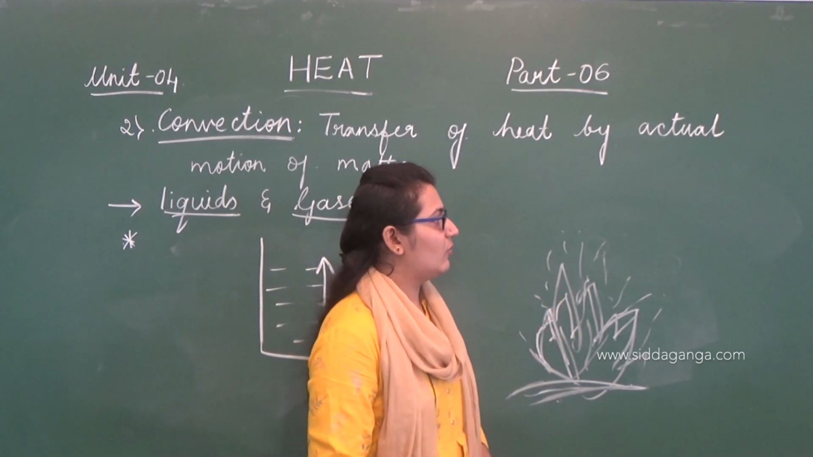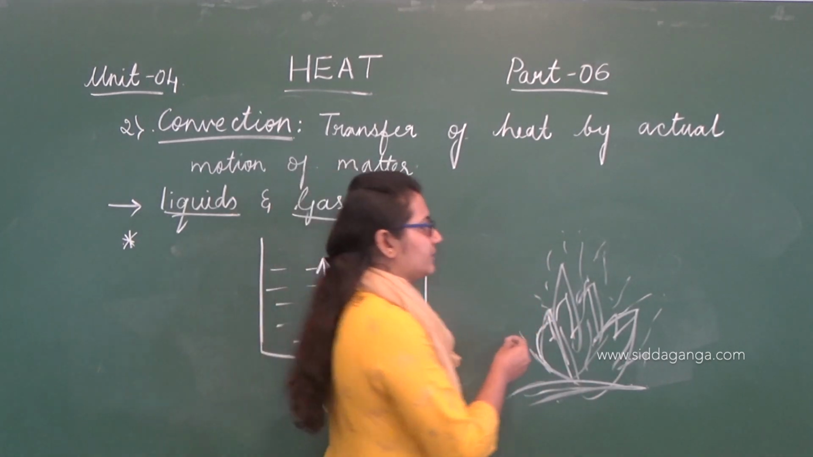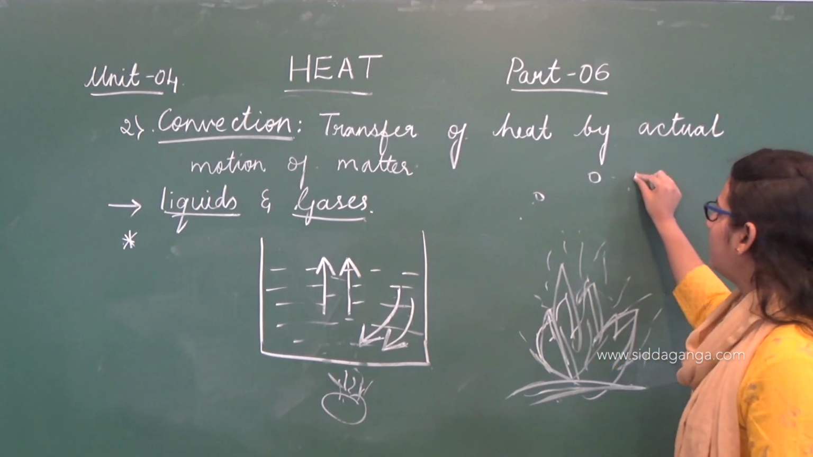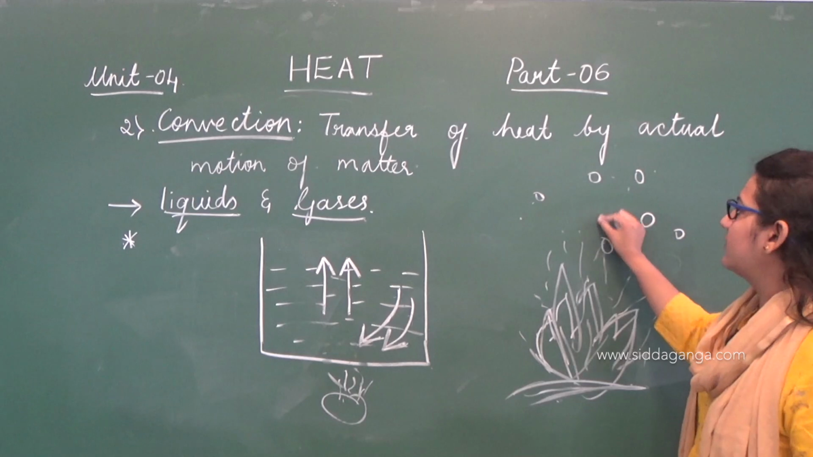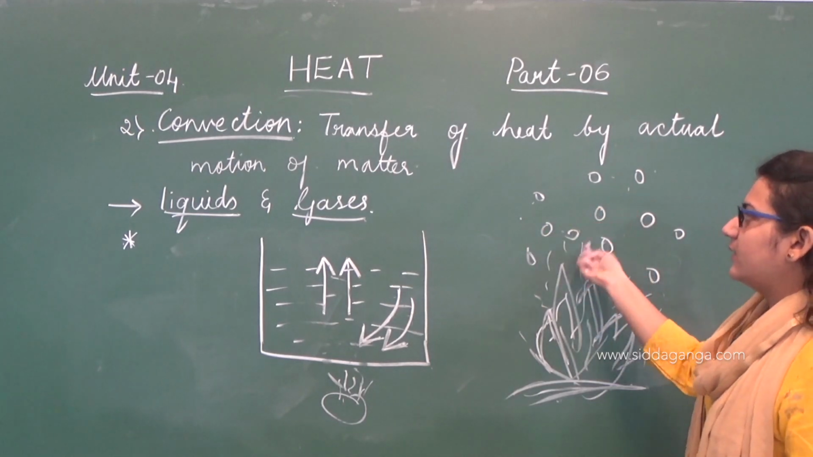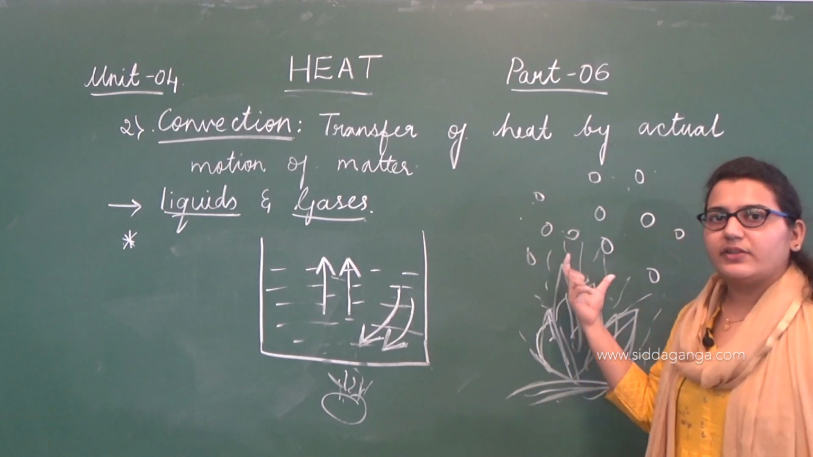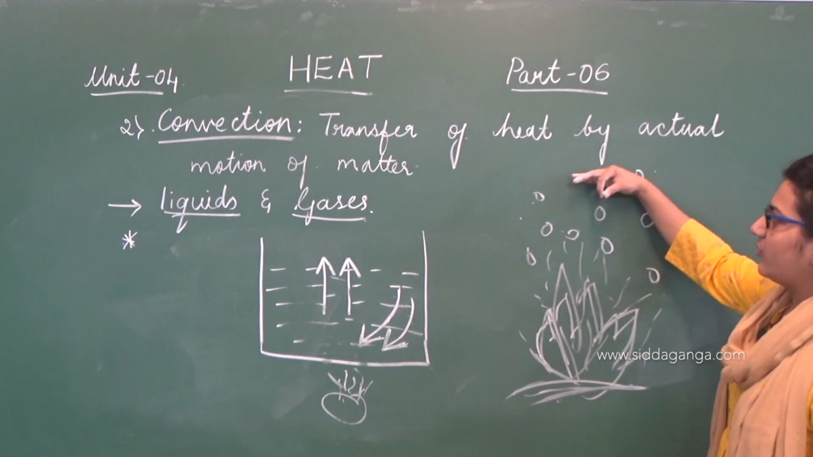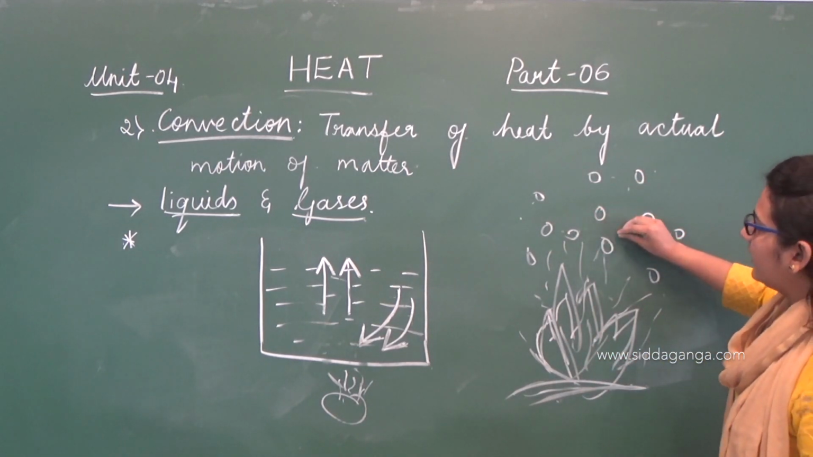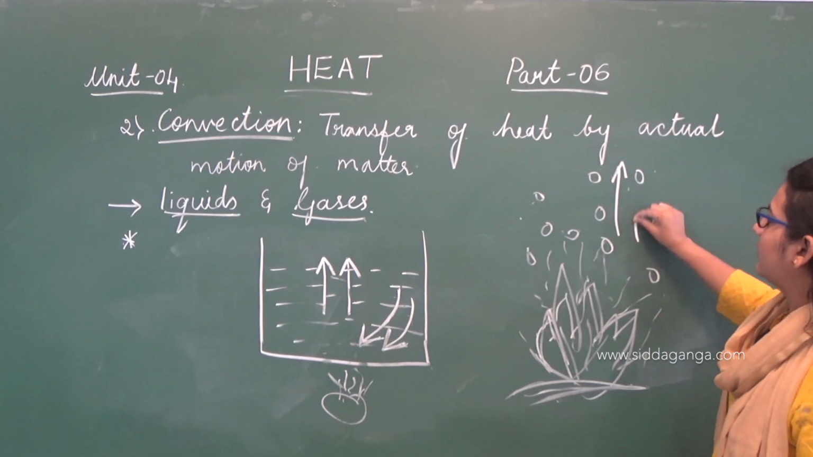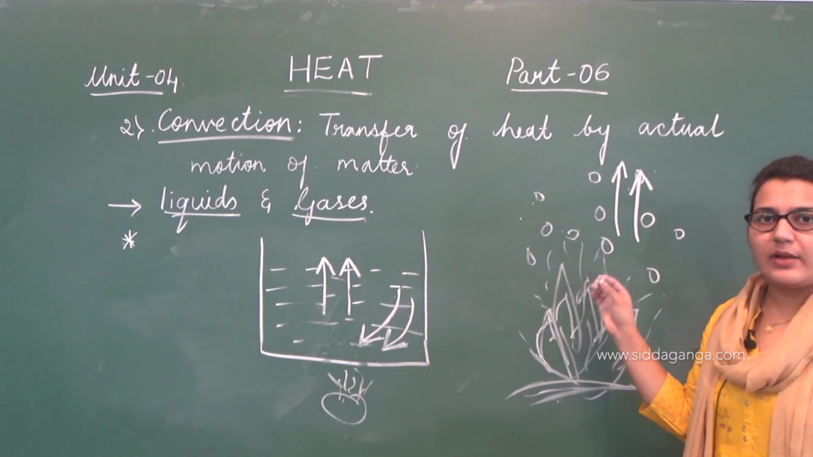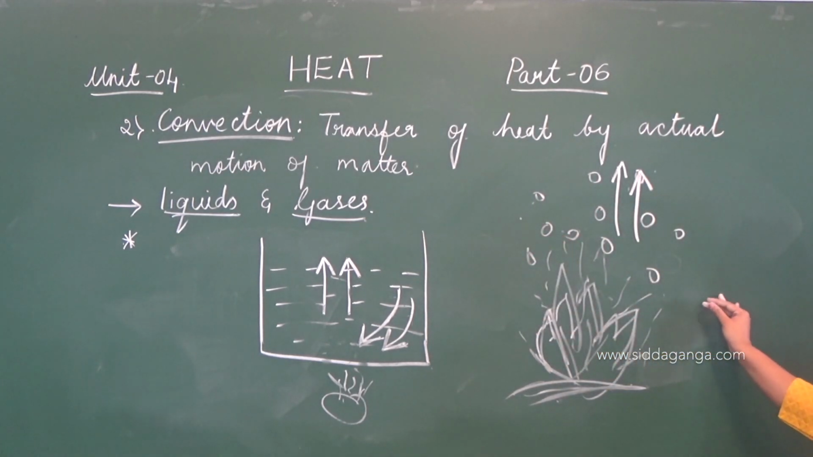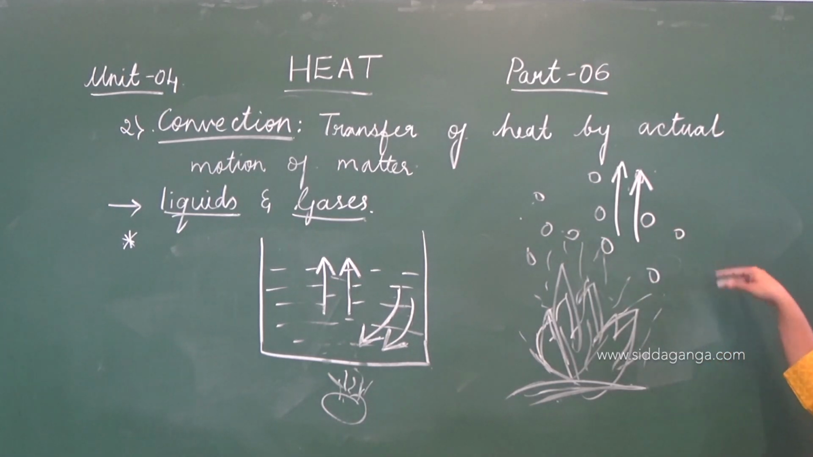So that is what happens to the molecules around this fire. The gas molecules in the atmosphere surrounding this fire get heated up first. These molecules get heated up first, and they move upwards. So there is movement, and the surrounding molecules around this fire are all gas molecules.